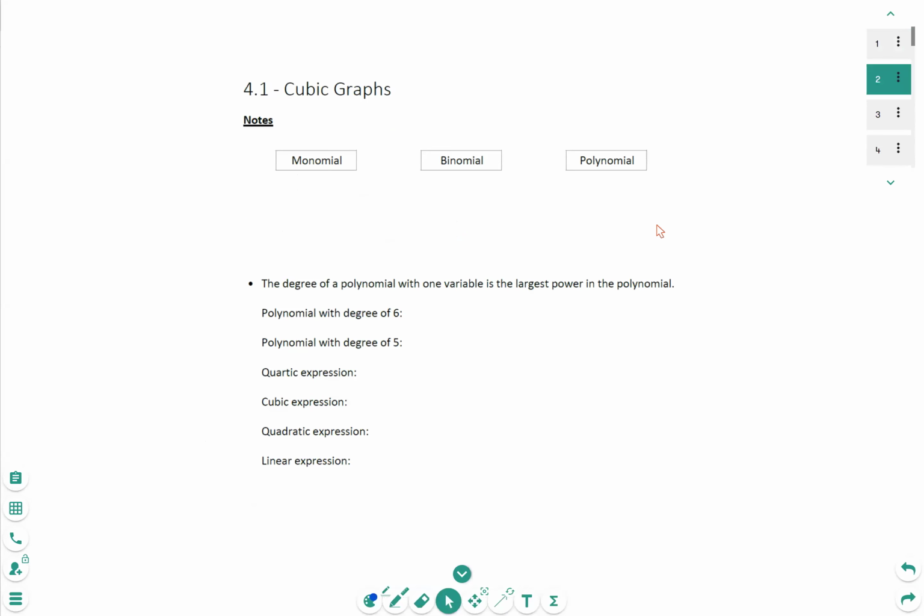4.1, cubic graphs. These are some terminologies that you might want to learn. Monomial simply means one term: an expression with one term, e.g. 3xy, x, or maybe x squared, 4x squared. These are monomials, expressions with one term.